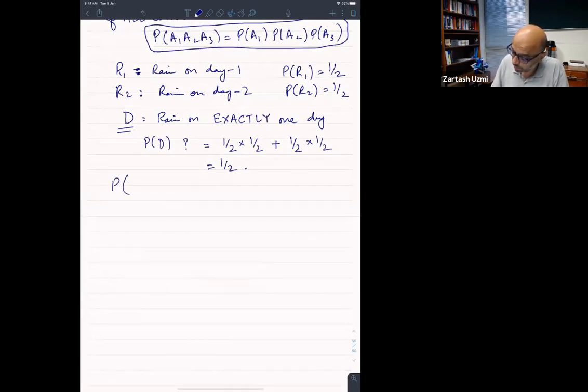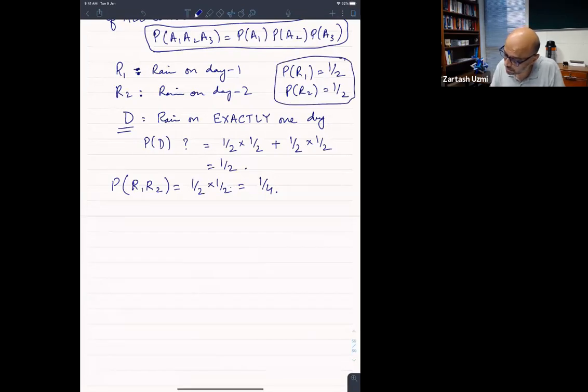Now, what is the probability of R1 and R2 happening together? Rain on day 1 and rain on day 2. The probability of rain on day 1 and the probability of rain on day 2. Intuitively, rain on one day probably doesn't affect the rain on the second day. Well, maybe it does, but we have kept it as 1/2 times 1/2 separately. So that means it's 1/4. So you can see that R1 and R2 are pairwise independent here.